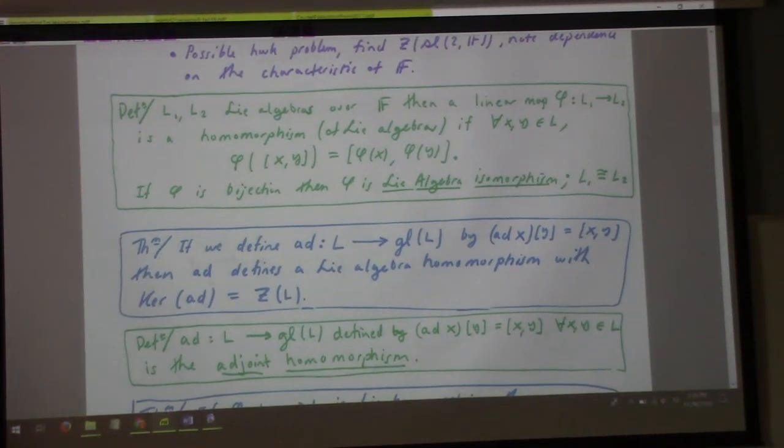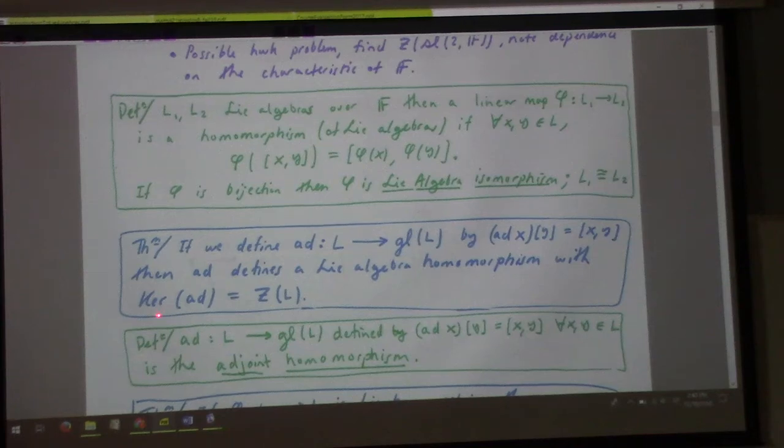Anyway, theorem: you can define the adjoint map, which goes from L to GL(L). In other words, it takes the Lie algebra element and trades it for a linear transformation on the Lie algebra. And you define the adjoint map of x by ad x of y is equal to the bracket of x, y. So for each x, I'm mapping y to [x,y]. And that's a linear map because we assume bilinearity of the bracket. It's also linear in x. So in fact, this adjoint map is a Lie algebra homomorphism.